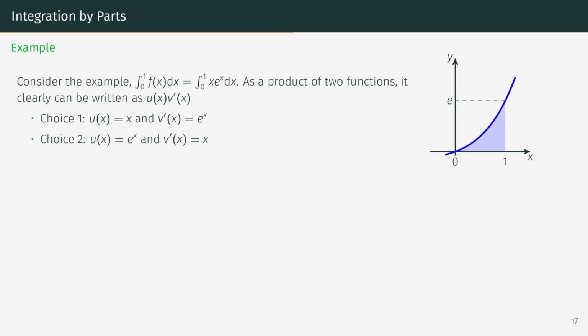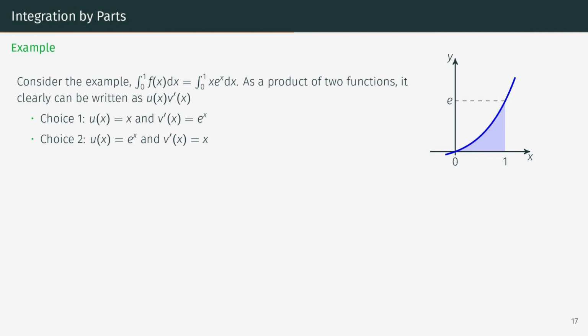Let's consider another example. Let's consider the integral from 0 to 1 of f of x dx, which is equal to the integral from 0 to 1 of x e to the x dx. As a product of two functions, it can be written as u of x times v prime of x.